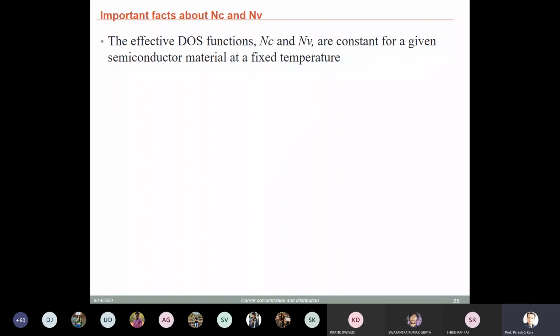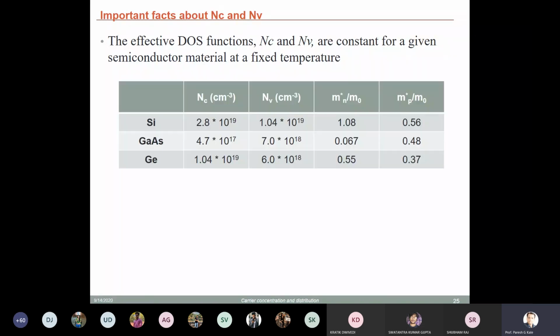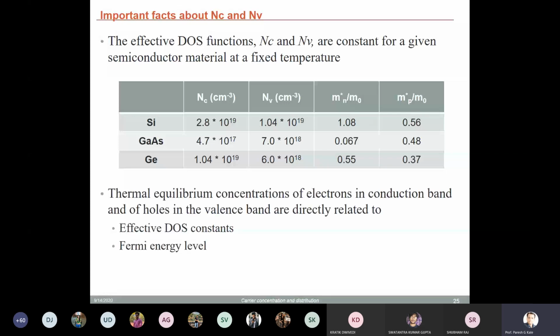But then we have got two constants, NC and NV, and the DOS functions depend on that. We know that NC and NV are constant, provided that the material is the same and we are keeping a fixed temperature. So with this we can find the value of NC and NV for some ratio of the effective masses for electrons and the holes.